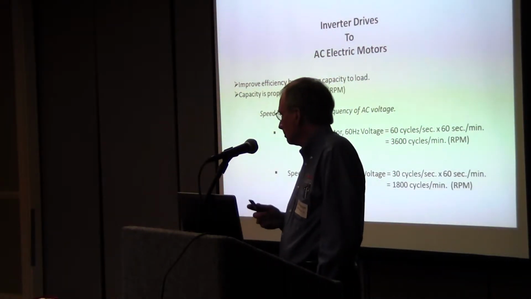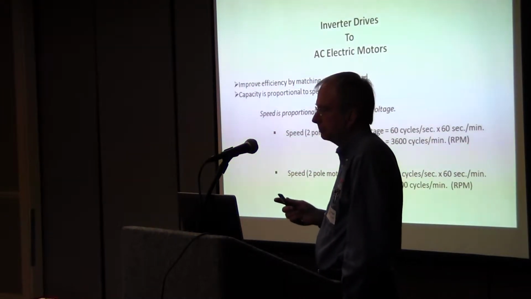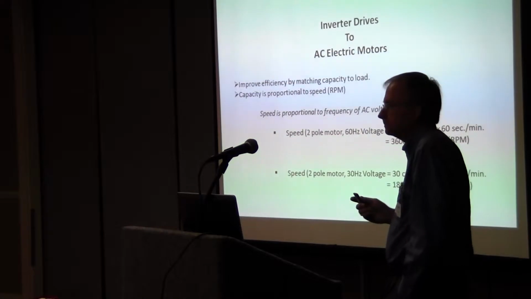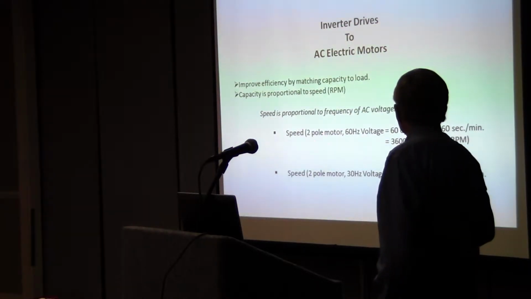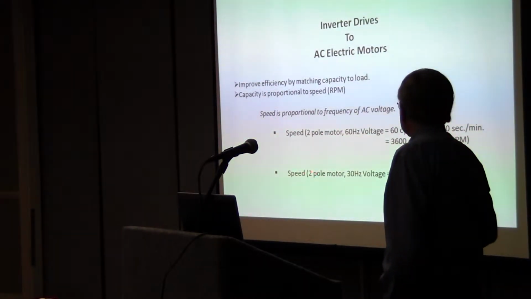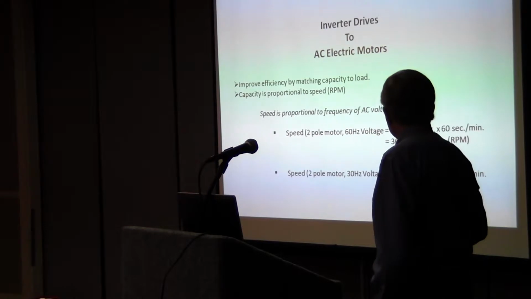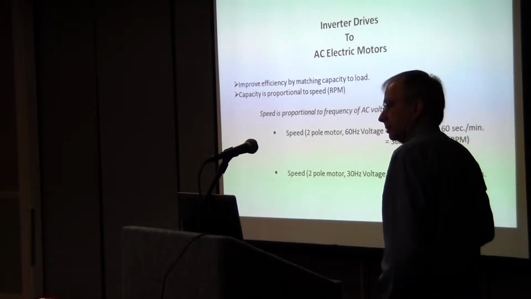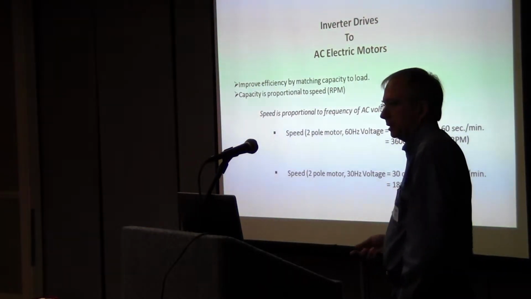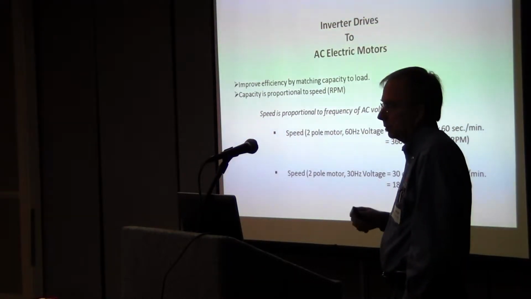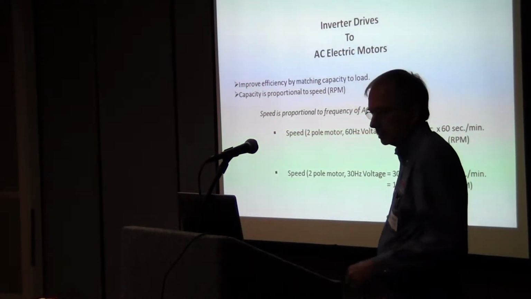I'm not a motor designer, but basically a two-pole motor runs synchronously with the frequency of the power line. If you want to cut that capacity in half, if you were able to reduce the frequency by half to 30 hertz, then it's running at 1,800 RPM and you've got half the capacity. So it's a real easy way to modulate the capacity.